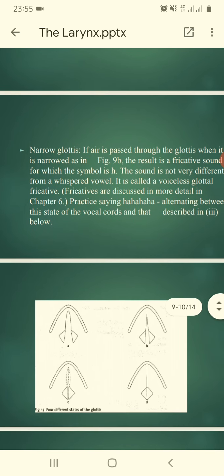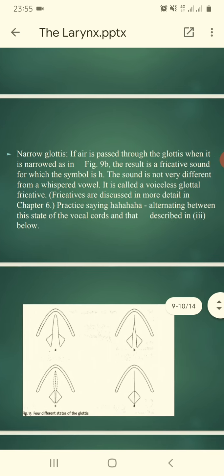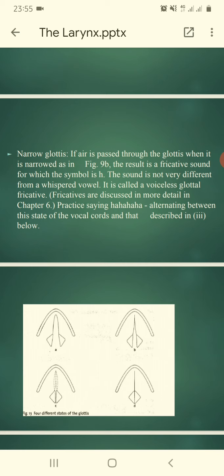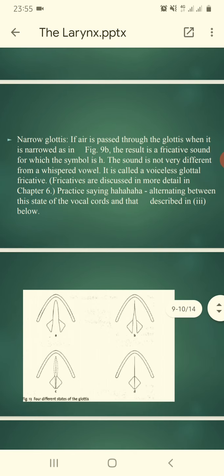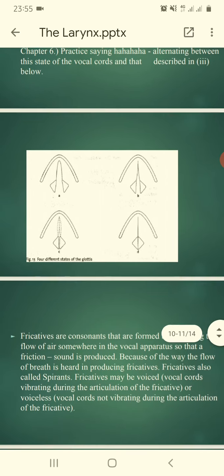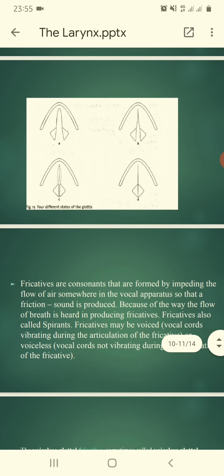Narrow glottis. If air is passed through the glottis when it is narrow, as in Fig 7b, the result is a fricative sound for which the symbol is H. The sound is not very different from a whispered vowel. It is called a voiceless glottal fricative. Fricatives are discussed in more detail in chapter 6. Practice saying ha ha ha ha, alternating between these states of the vocal cords and that described below. And these are four different states of the glottis.